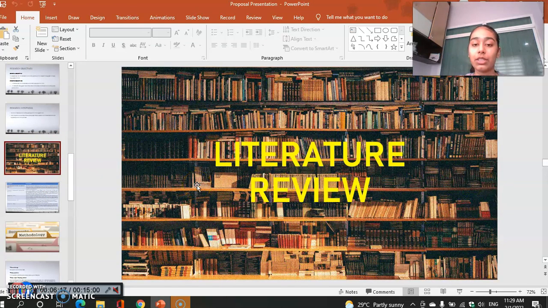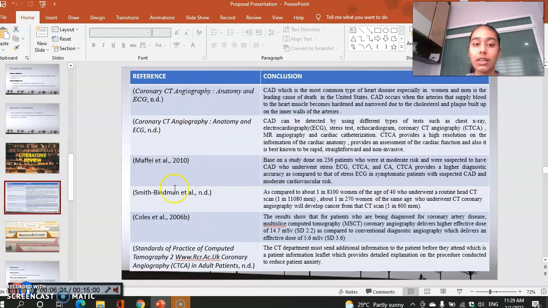Okay, so the literature review. These are a few of the main reference articles that I took. As you can see here, CAD is the most common type of heart disease, especially in women and men, and is the leading cause of death in the United States. CAD occurs when the arteries that supply blood to the heart muscle become hardened and narrow due to cholesterol and plaque built up in the inner walls of the arteries.